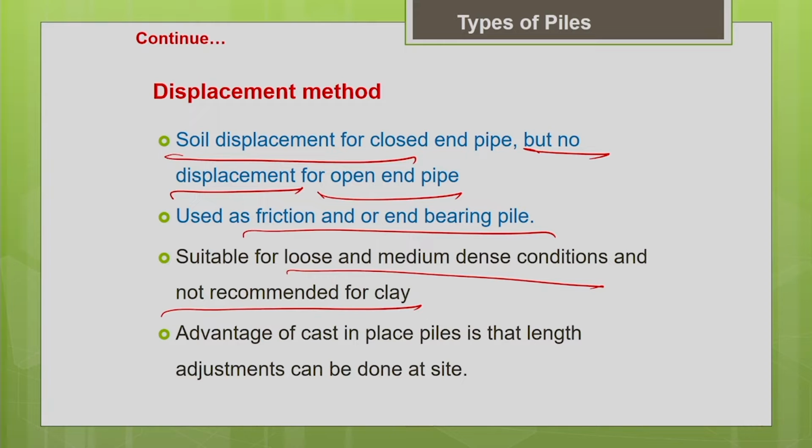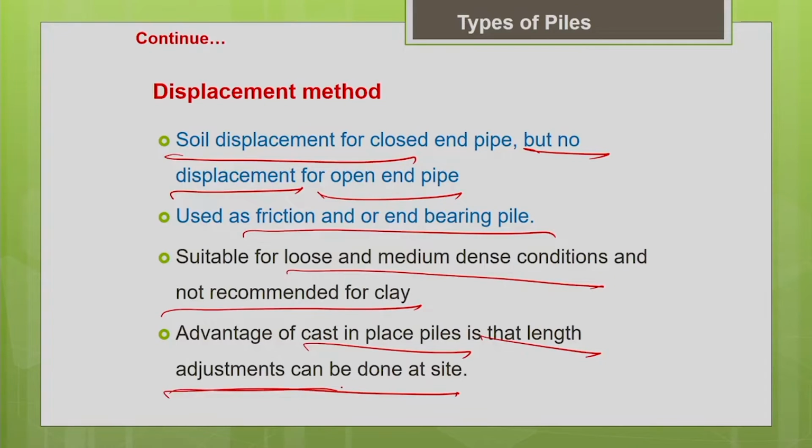So, another advantage of all these cast in situ piles is that you can do some length adjustment of the pile at the site. Even if you are not able to predict the length requirement, if you are not able to predict the exact location of the hard bearing strata, we can make some adjustments at the site. But for the precast piles which are made in the factory, such kind of adjustments are not possible at the site.